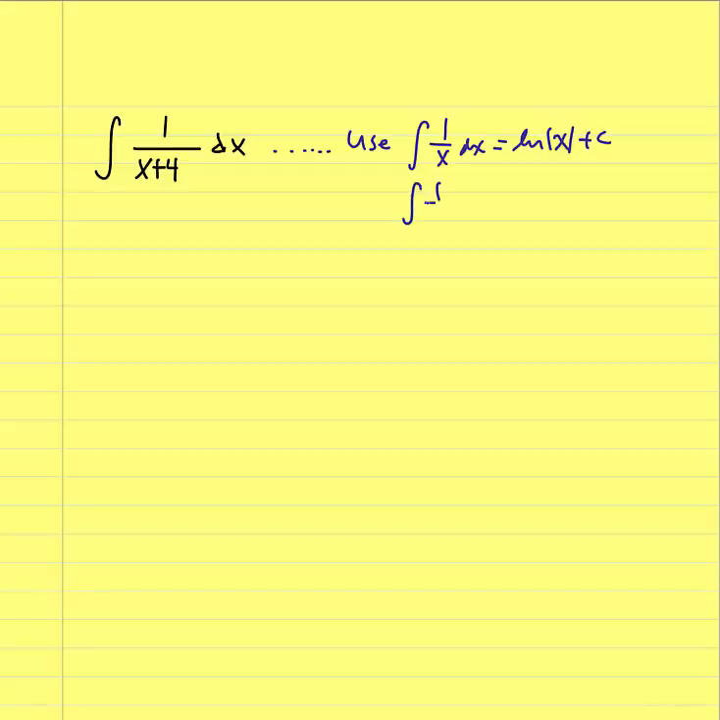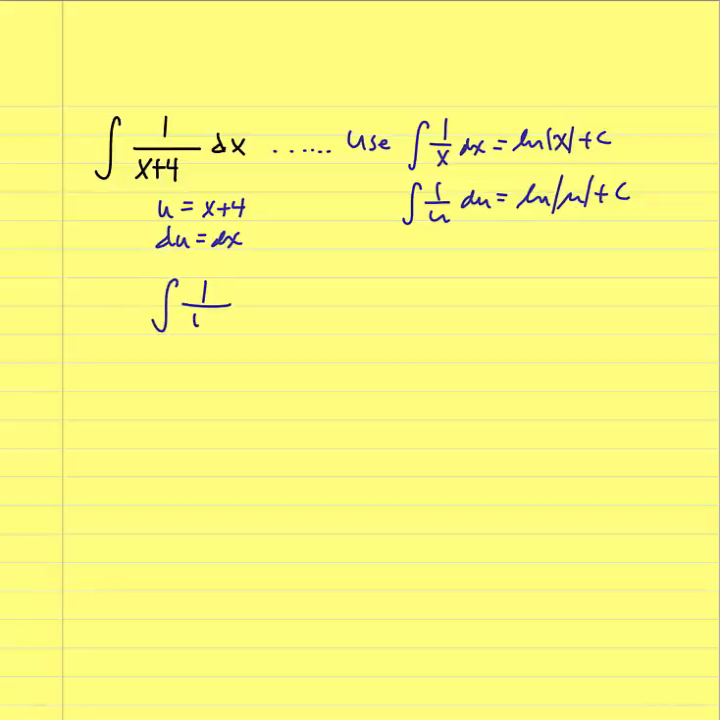But if I could rewrite this as the integral of 1 over u du, that's natural log absolute value of u plus c, where u is any function of x. So this could be 1 over x plus 4, for instance. So what we do is we let u equal x plus 4, and then we take its derivative, and we use a u substitution here. So let's let u equal x plus 4, du is equal to dx, and then I rewrite.